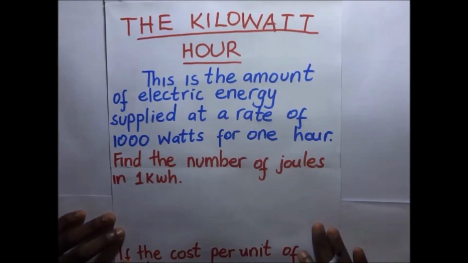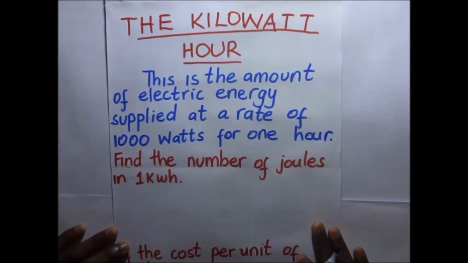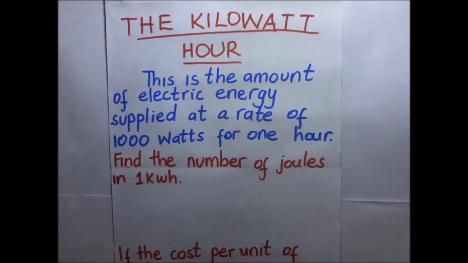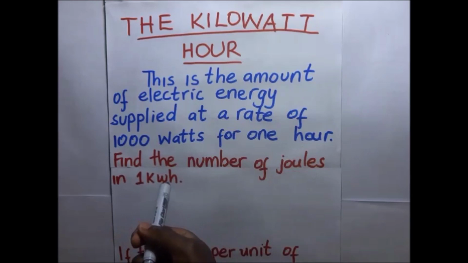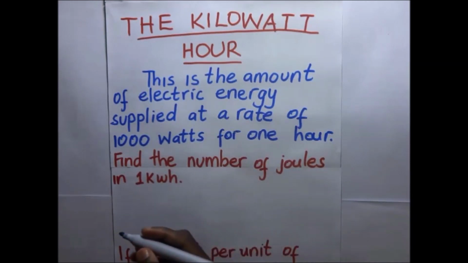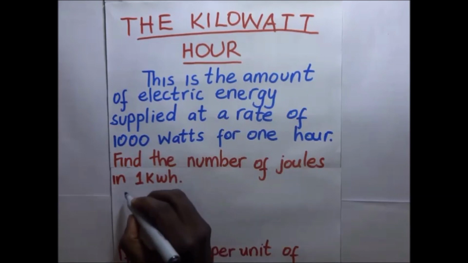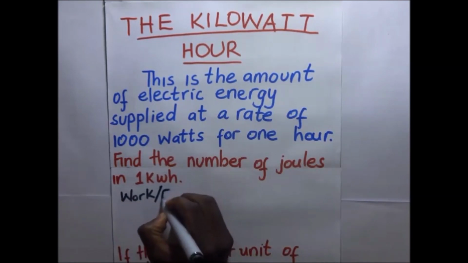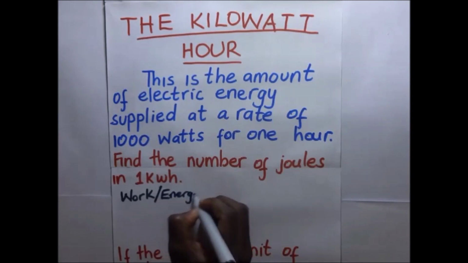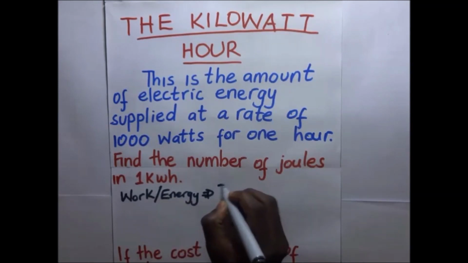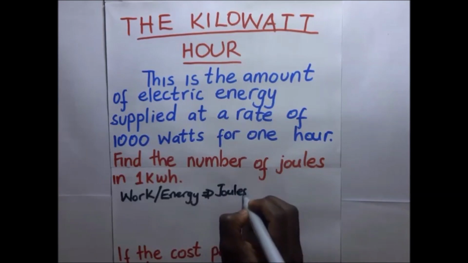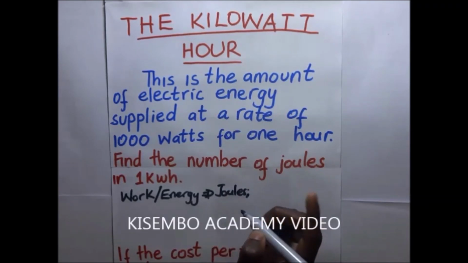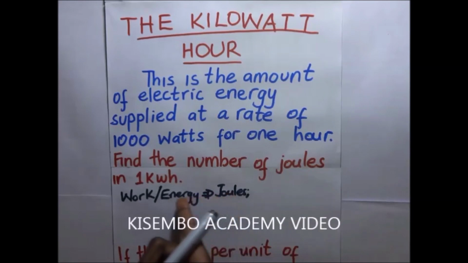So now how much energy is present in just 1 kilowatt hour of electricity? So let's try and find the number of joules in 1 kilowatt hour of electricity. First of all, we know that work done, or let's call it energy. Energy is always measured in joules. And the power is the rate of change of this energy, or the rate of change of work.